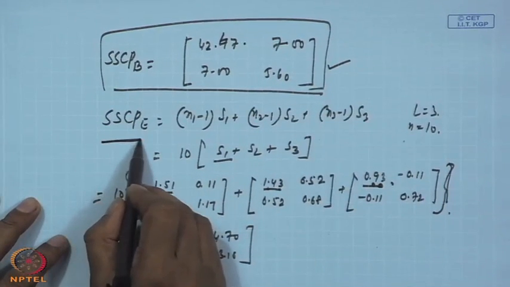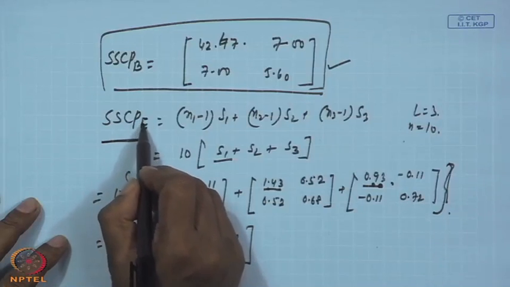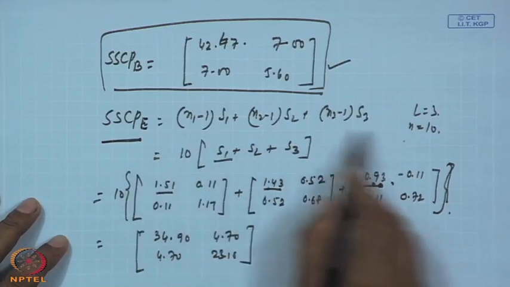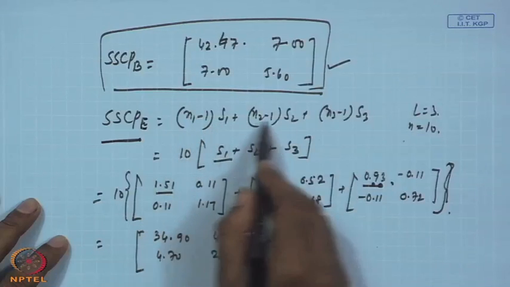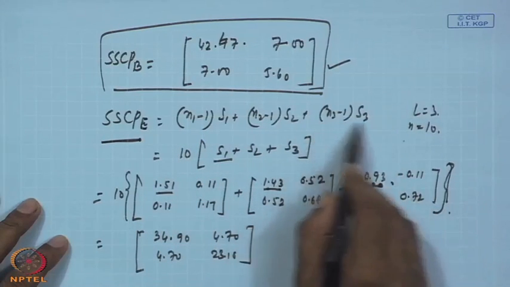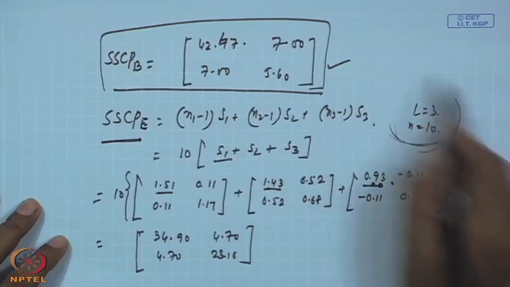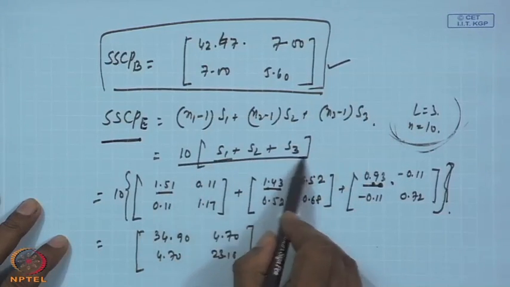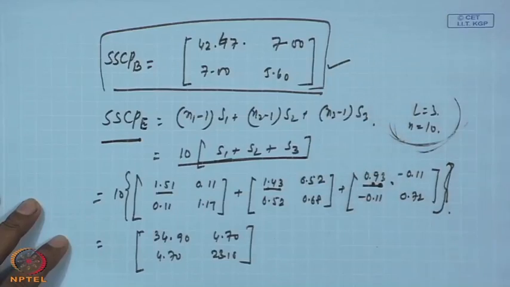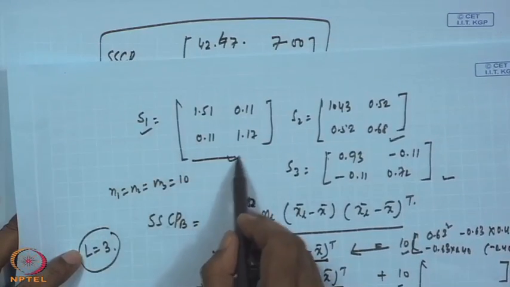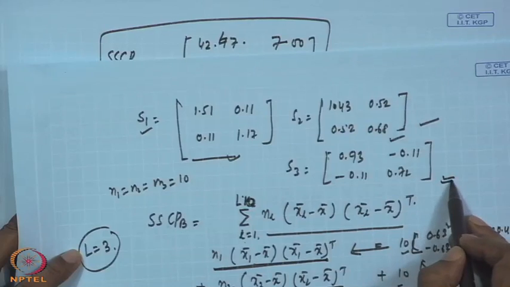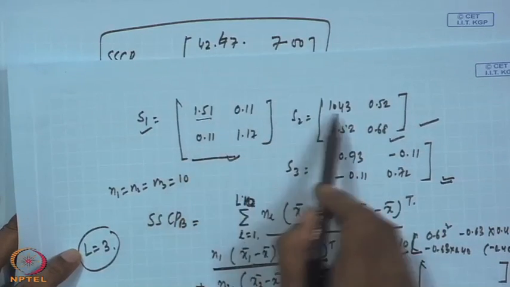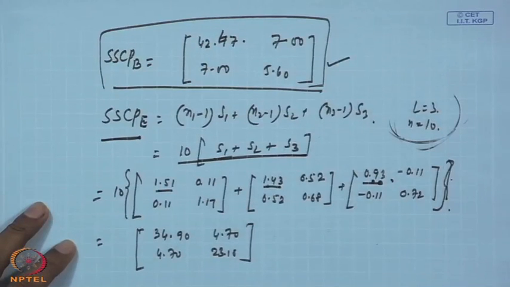Then what we require to know is the sum square cross product error matrix. The formula is the sum total of n1 minus 1 is 1, n2 minus 1 is 2, n3 minus 1 is 3, because we have 3 populations, n equal to 10. So, our value is like this, and we started with S1 being this matrix, S2 this matrix, S3 this matrix. Adding 1.51 plus 1.43 plus 0.93 gives 3.49, and if you multiply it by 10, it will be 34.90, and in a similar manner you get SSCP E.